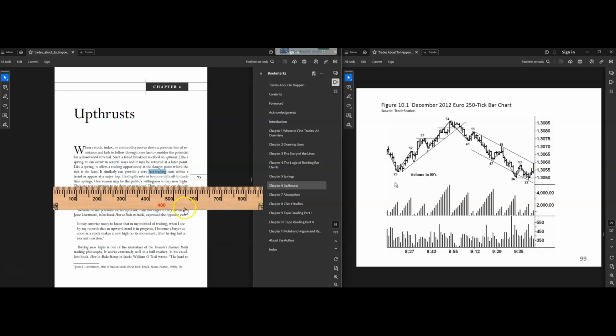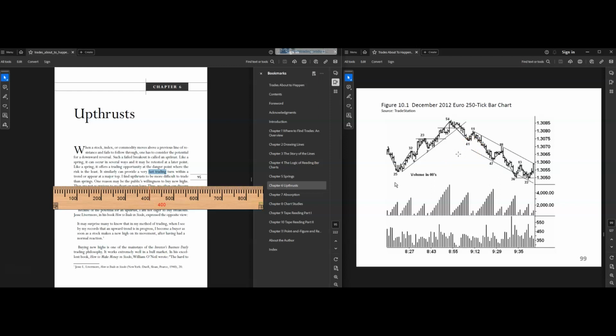I find upthrusts to be more difficult to trade than springs. The reason he's saying this is because he's trading this against trend. If you trade an upthrust against trend, you're going to have problems. Meaning, let's say you make a higher high, but it's a weak higher high, and you think it's an upthrust, and you put a short on it, there's a problem.